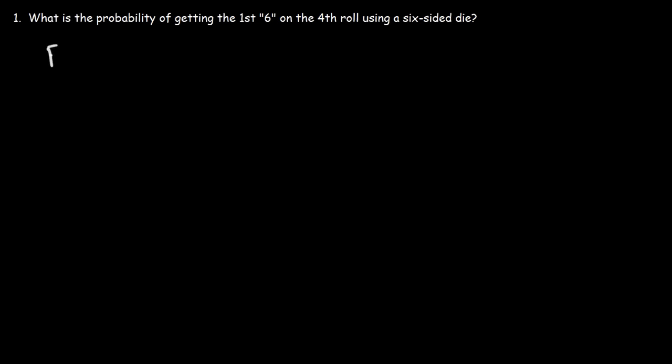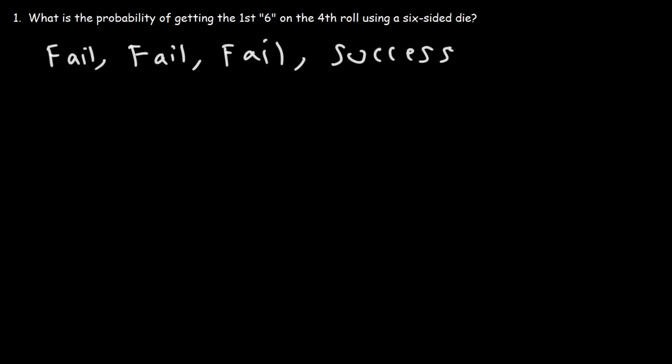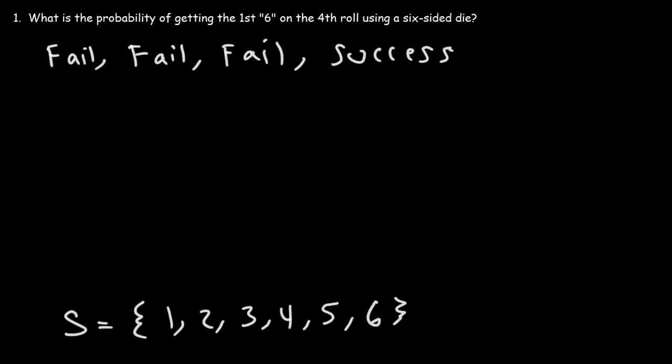So during the first roll, you're going to get a failed event. During the second roll, it's another fail. But during the fourth try, you're going to get a successful event. Now, we're dealing with a 6-sided die. And so if we write out the sample space, these are the numbers that we can get if we roll a 6-sided die. So what is the probability of not getting the 6?